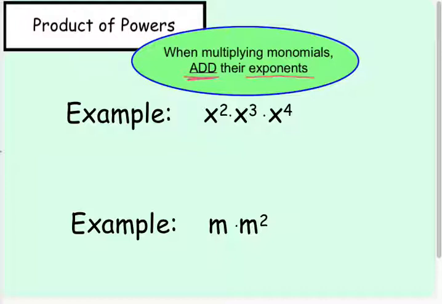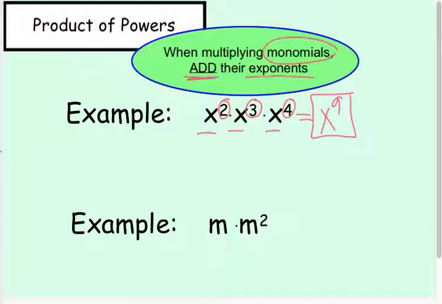For example, I have x squared times x to the third times x to the fourth. These are monomials, there's one of each, so I'm going to add their exponents. 2 plus 3 is 5, 5 plus 4 is 9. So it's really x to the 9th. Here it is simplified all the way. There's only one x, and there are no negative exponents.